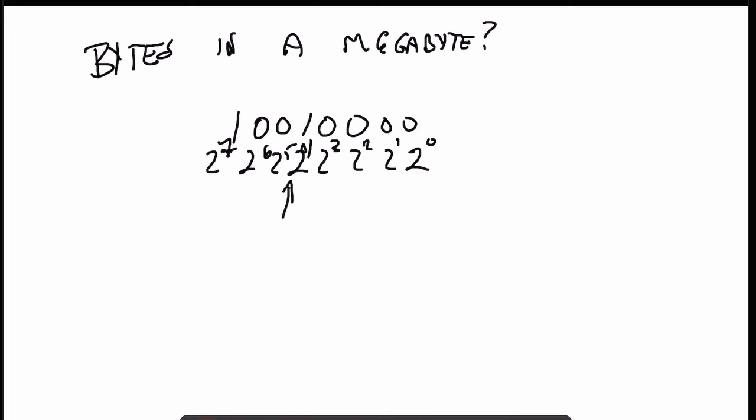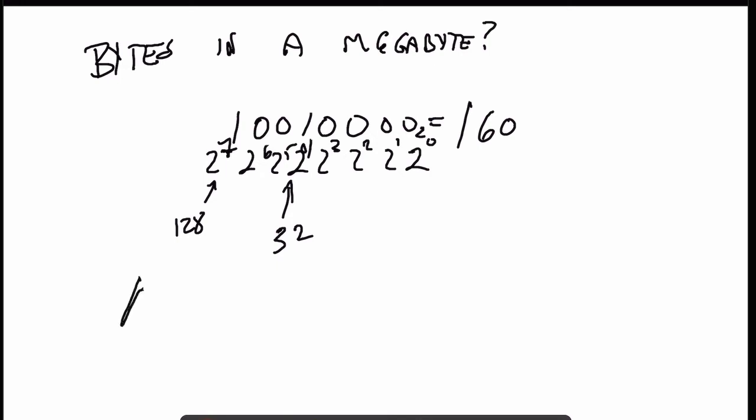2 to the 5. 2 to the 5 is 2 times 2 times 2 times 2 times 2, which is 32. 2 to the 7th is 128. Yeah, is that exciting?